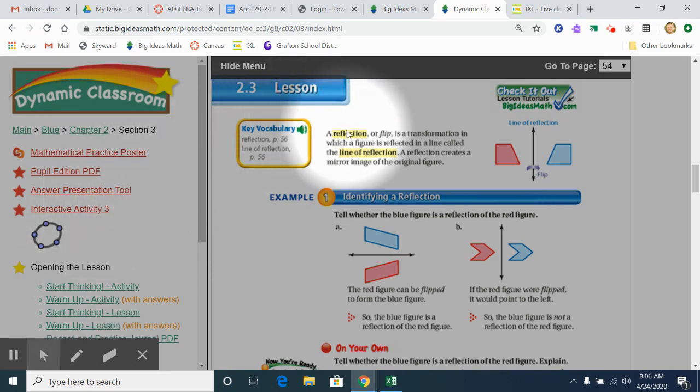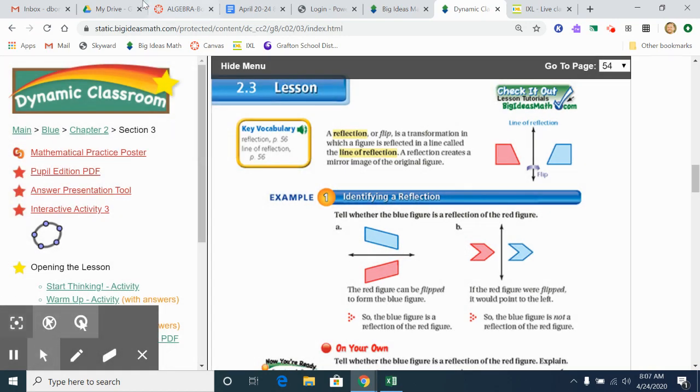A reflection or a flip is a transformation in which a figure is reflected in or over a line called the line of reflection. A reflection creates a mirror image of the original figure. Here's a quick example of what that would look like. Here's the line of reflection. When we actually do this later, we're going to use the x and y axis as our line of reflection. The first thing that we're going to do is just identify reflection, which is the simple part.